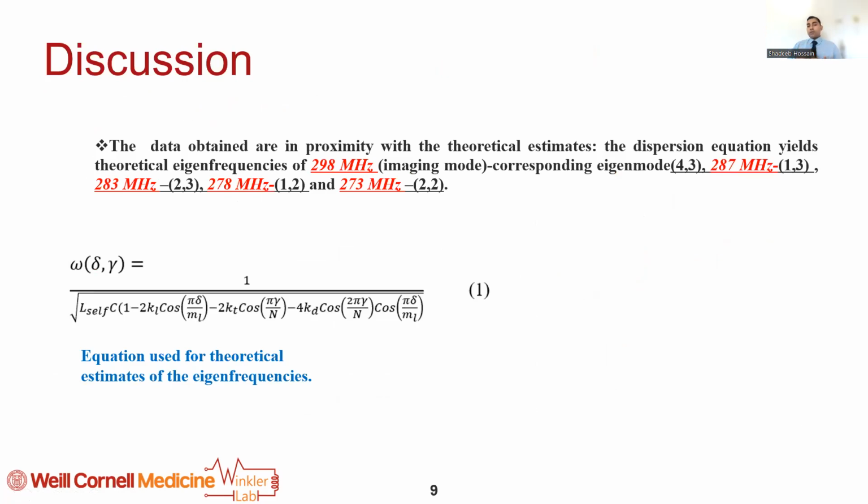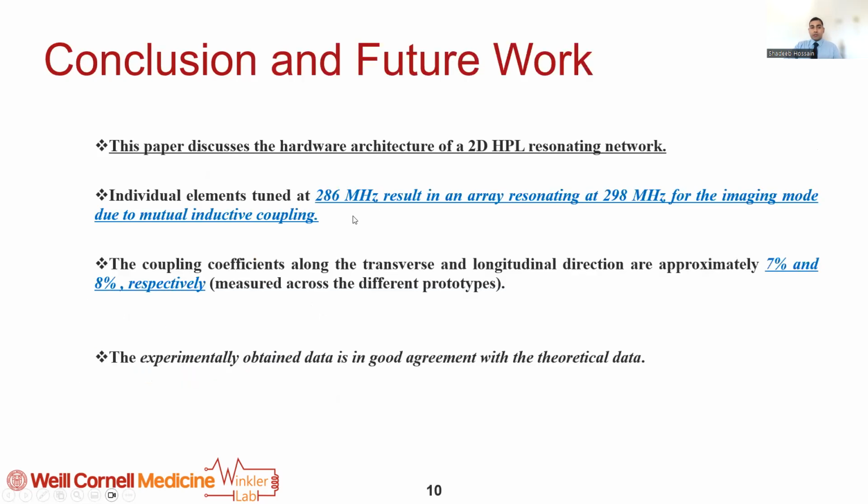So we tried to connect it with the theory. Our imaging mode, in this case, these are the different eigen modes over here. So these are the different modes. The results that we found with the practical are in close proximity with the theoretical ones with the different eigen modes. But this is our imaging eigen mode because we require the theoretical 298 megahertz.